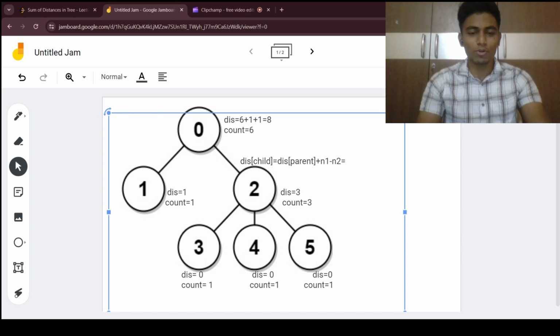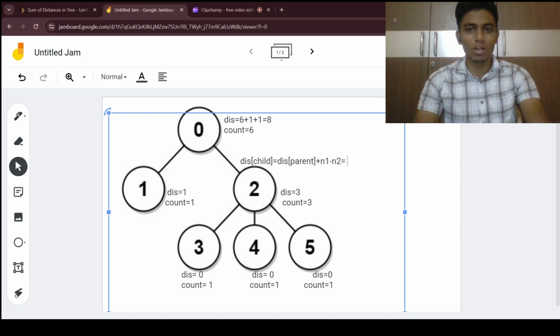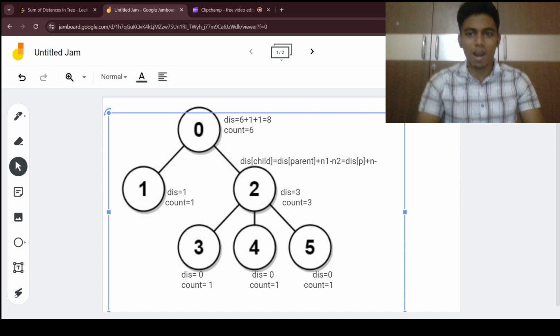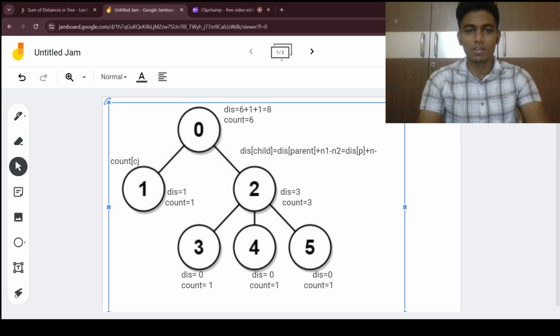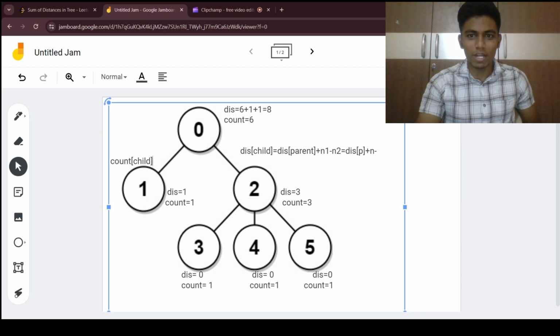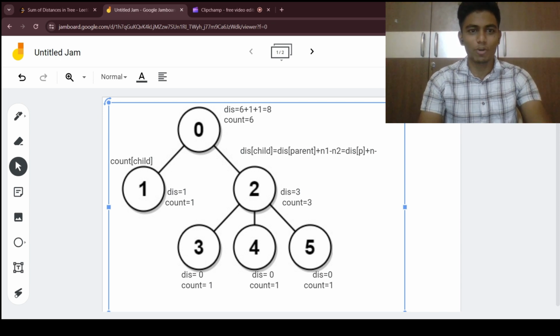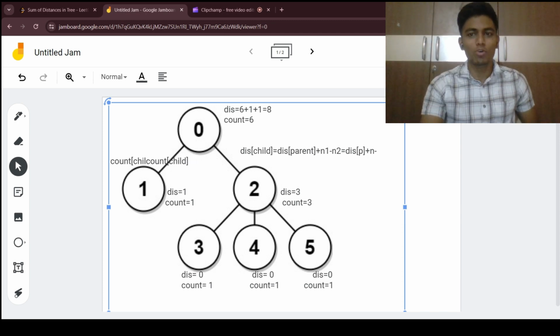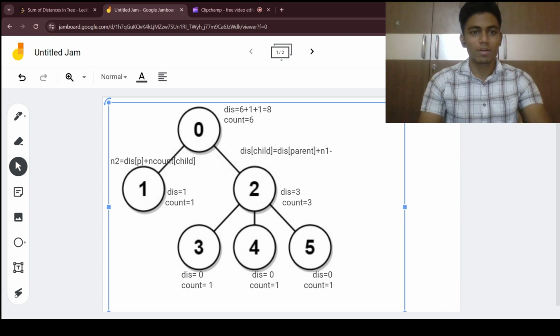Suppose let's say the number of total nodes is already n. We know that. That is going to be distance of parent plus the total number of nodes which are present, which is n. Out of this, we are going to take out this particular count, which is going to be count of child, and then I'm going to take out the n2, which is going to be count of child. That means I'm going to do again minus count of child. So this is going to be 2 count of child. So we are going to add that 2 into count of child.